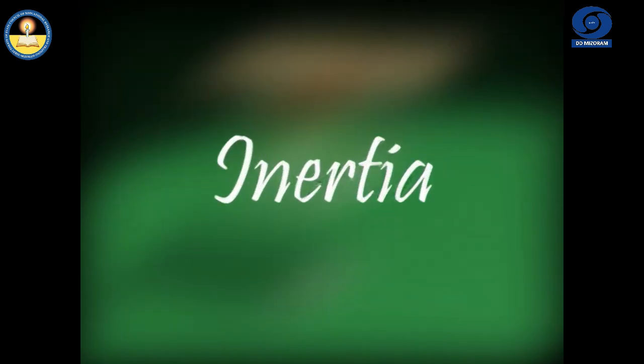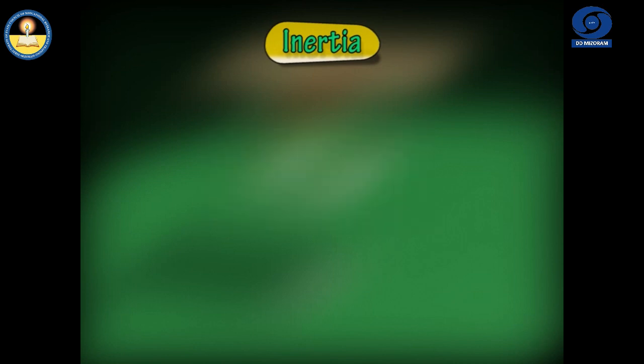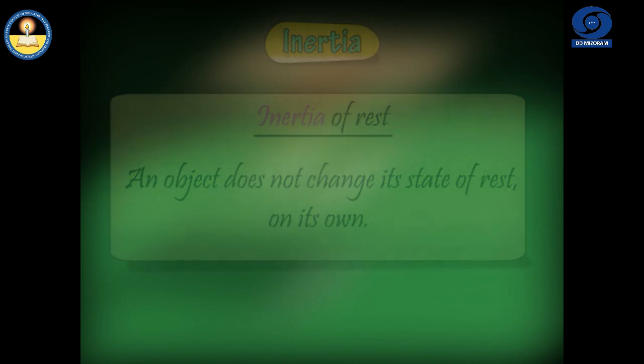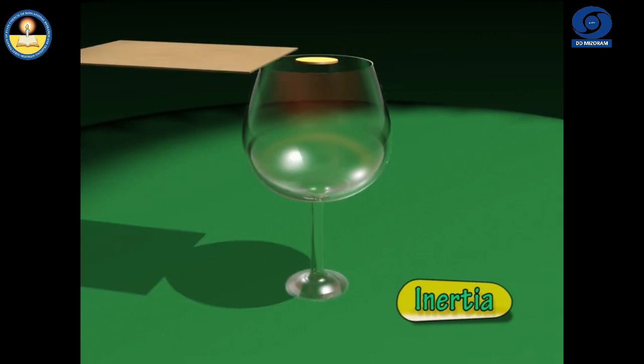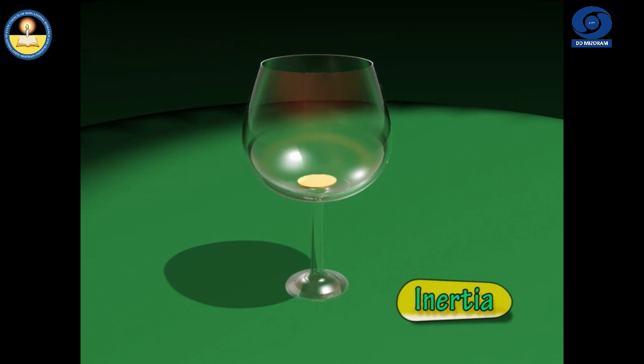Inertia can be classified as the inertia of rest and the inertia of motion. In the inertia of rest, an object does not change its state of rest on its own. For example, a coin is placed over a card. Both the coin and the card are placed on a tumbler. On flicking a card, the coin remains at rest for a moment, but finally falls into the tumbler due to the effect of the force of gravity.